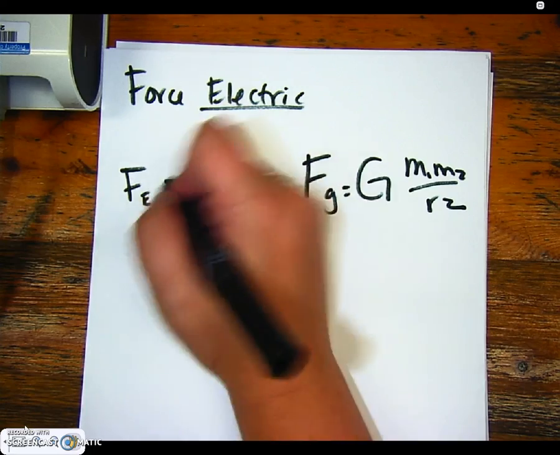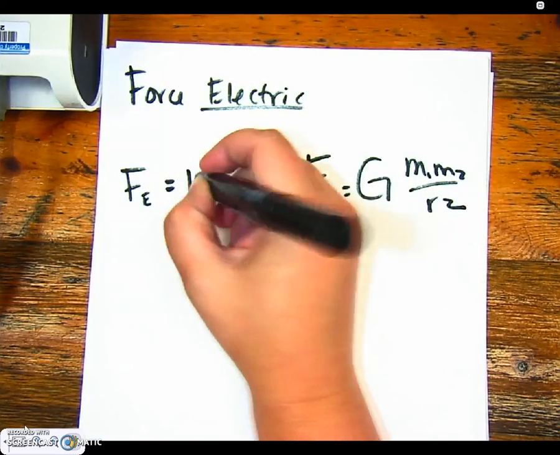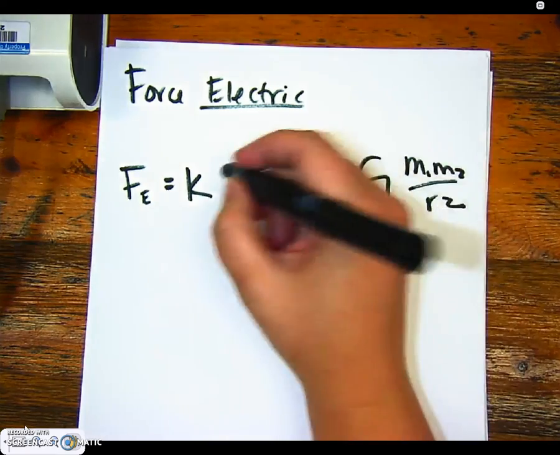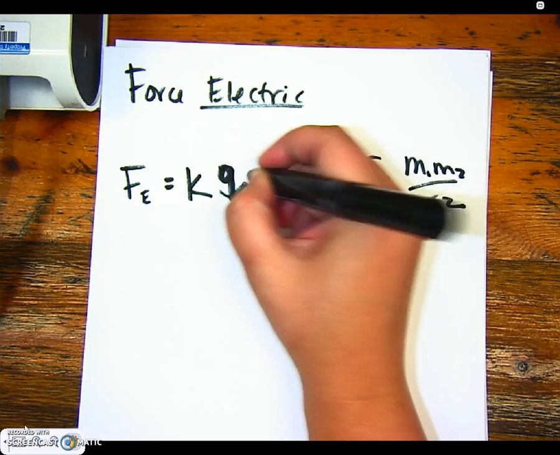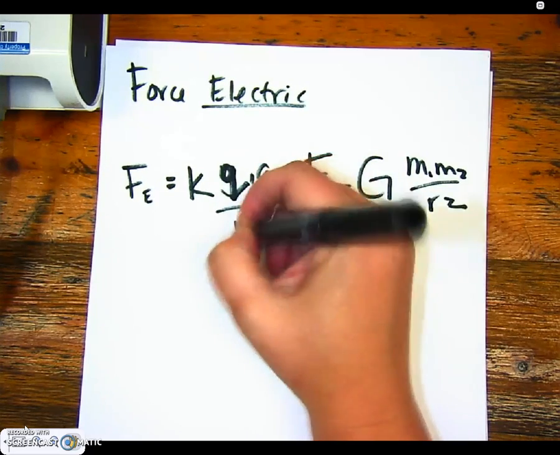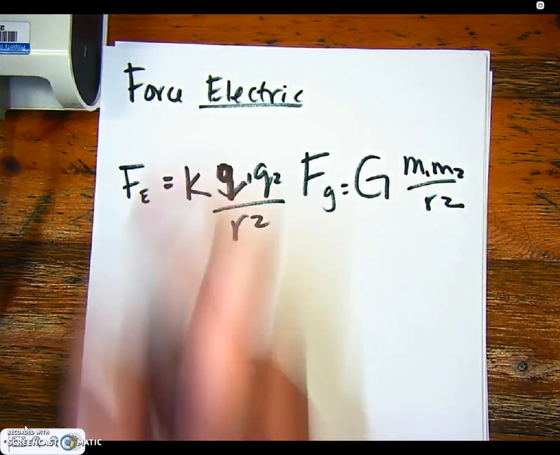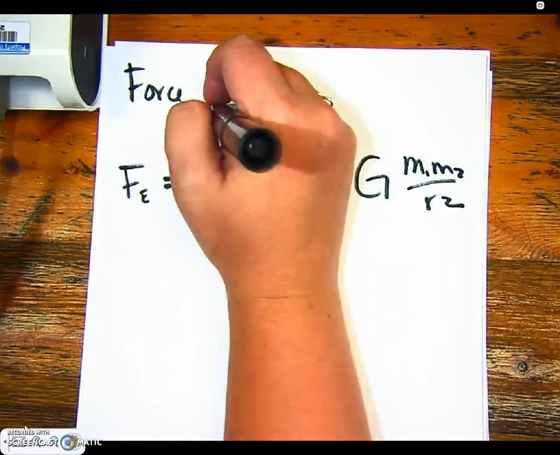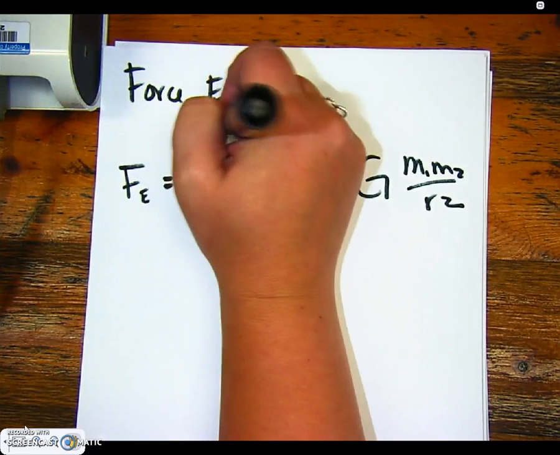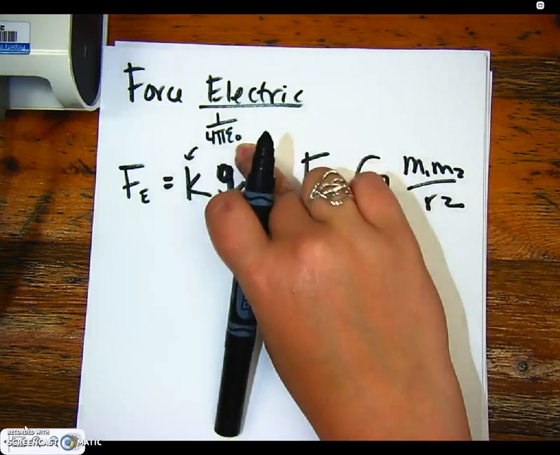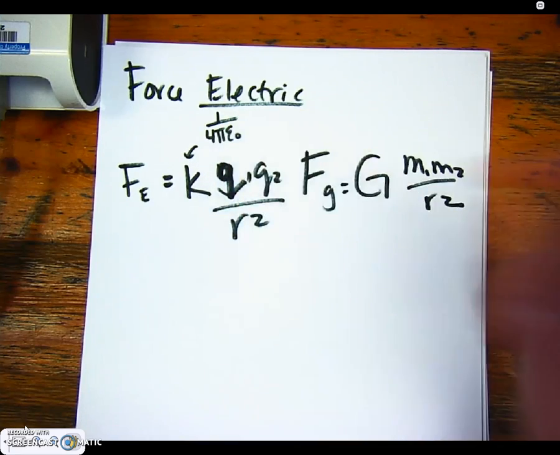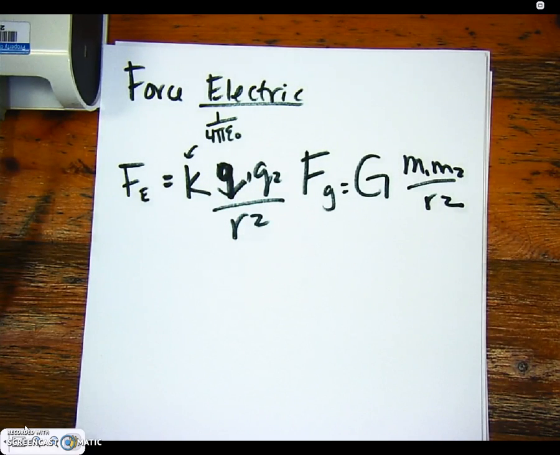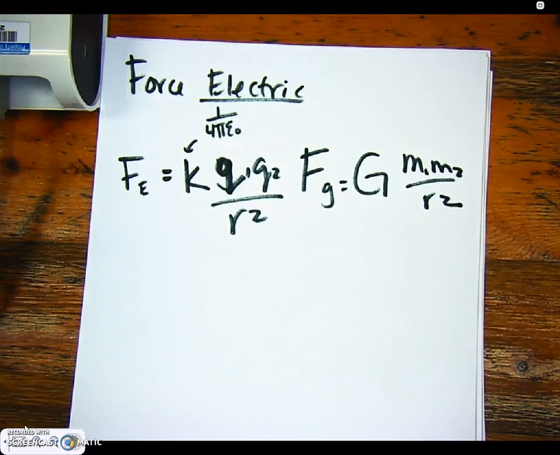If we look at electric force as a similar sort of inverse square law force, we have Fe equals K, which is Coulomb's constant, times Q1 Q2 over their distance apart squared. There's another way of writing this K, which is 1 over 4 pi epsilon naught, which has to do with vacuum permittivity. If we keep in mind that these two are interchangeable, we should be pretty good for this class. So this is the quantity of the electric force.